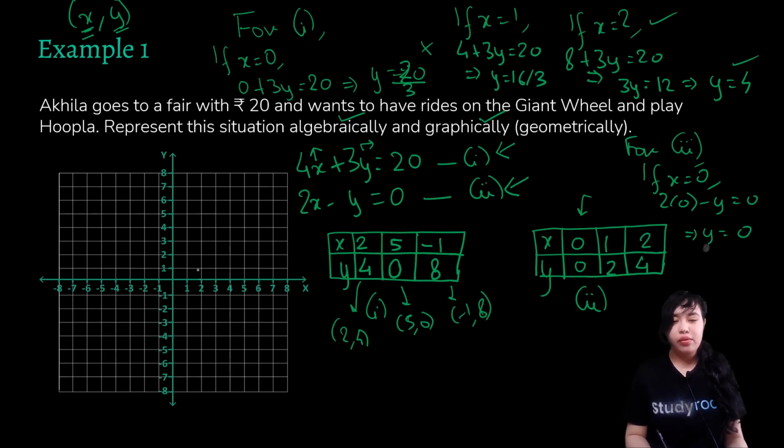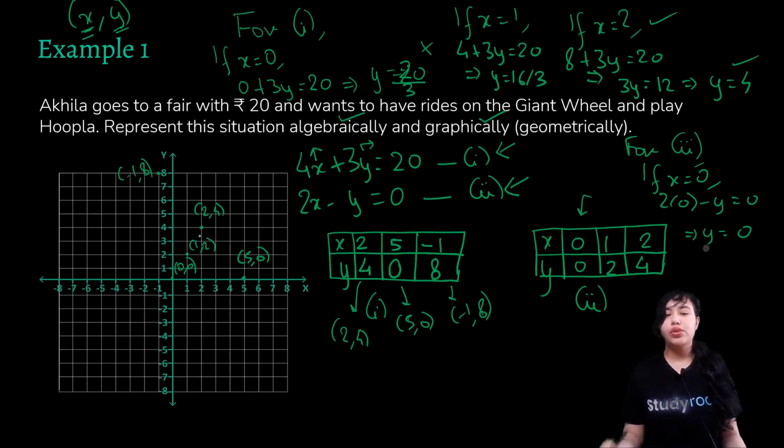So the first point is 2, 4. So 2 on x-axis, 4 on y-axis. Look for the intersection of lines, and there you have this point. 5, 0. So 5 on x-axis, 0 on y-axis. So we are here. You can even label these points. Then minus 1 on x-axis, 8 on the y-axis. So you will be here. Minus 1, 8. Okay. So these are the points for equation number 1. Let's have it for equation number 2. So this is 0, 0, this will be 1 comma 2, this will be 2 comma 4, a common point.